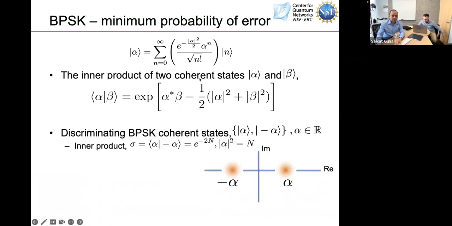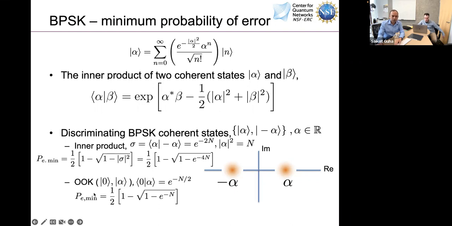Binary phase shift keying: we have already told you that the coherent state inner product between alpha and beta is this formula. You can simply plug in beta equal to minus alpha. You get the inner product between alpha and minus alpha to be e to the minus 2n. And you just found the minimum probability of error formula in that last problem. So I can plug in the value of sigma and I get this formula for the minimum probability of error.